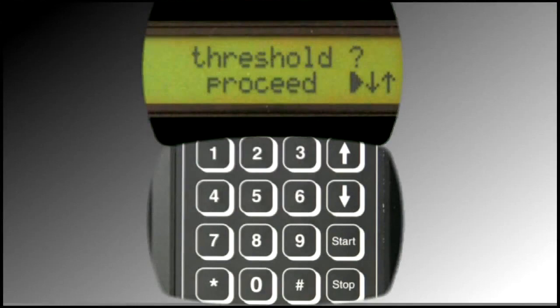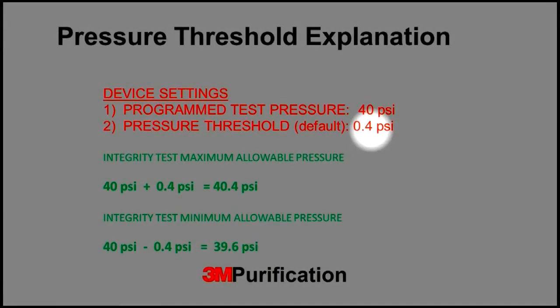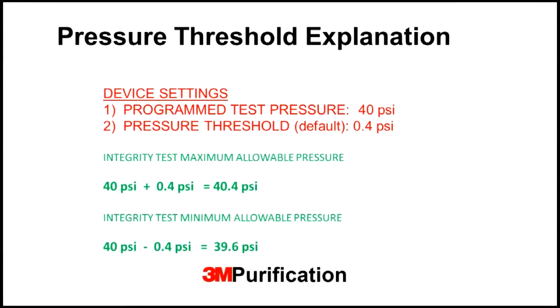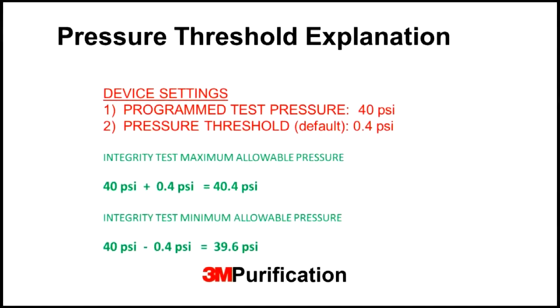Press the up arrow. This is where the threshold pressure setting can be adjusted. The pressure threshold is the range of pressure that must be adhered to once an integrity test begins. There is a lower and upper threshold value programmed in the device. The default value for both is 0.4 psi. For example, if the program test pressure is 40 psi and the pressure threshold is set to the default value of 0.4 psi, then the device would allow for the test pressure to vary from 39.6 psi to 40.4 psi once the integrity test began.